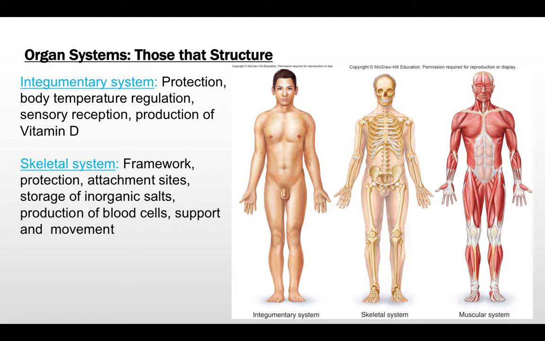We have the skeletal system, which serves as the framework of our entire body. It protects things, like your skull protects your brain. Sometimes there are attachment sites for muscles. That's why bones have big bulbous ends, so we can fit a muscle in between. They store a lot of your salts in case you need them later. You can break down your bones a little bit and get some of that inorganic salt.